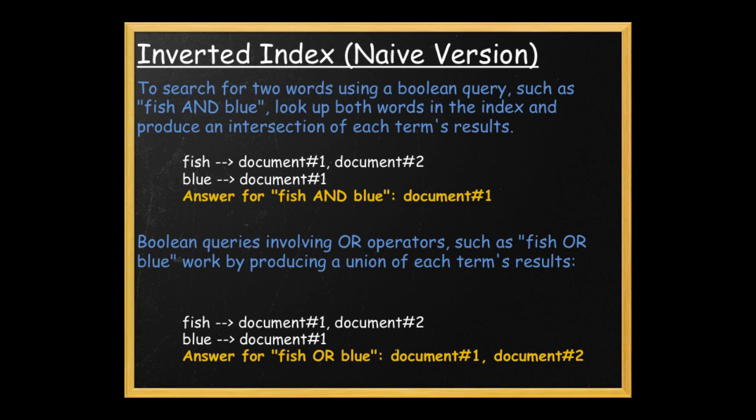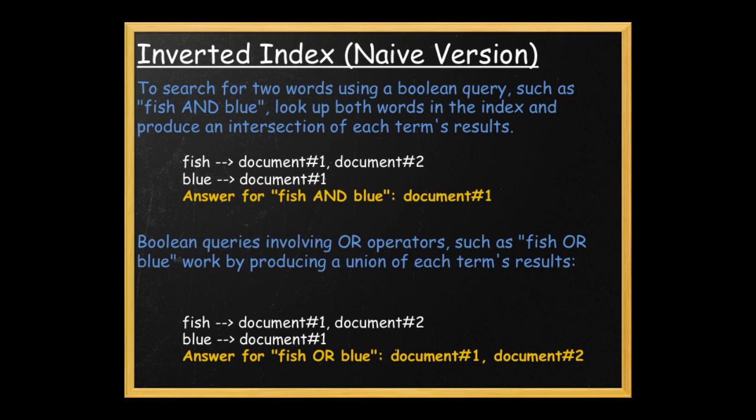Now, it gets a little more interesting when we want to search for 2 words. And these 2 words that we're going to search for are just 2 separate words. In other words, fish and blue. We want to look up both words in the index and just make sure that the document contains both of those words somewhere in the document. They don't have to be right next to each other. It doesn't really matter. What matters is that they're in the document.